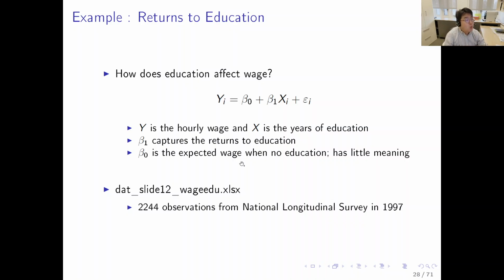Real data. We have data on hourly wage and years of education. I am curious, what are the returns to education? If you attend school one more year, how much will your wage grow? So in this regression model, X is education, Y is your wage, and beta 1 is the returns to education we are interested in, right?